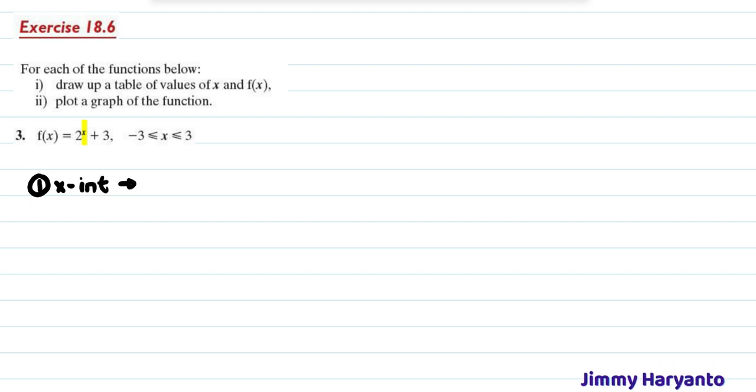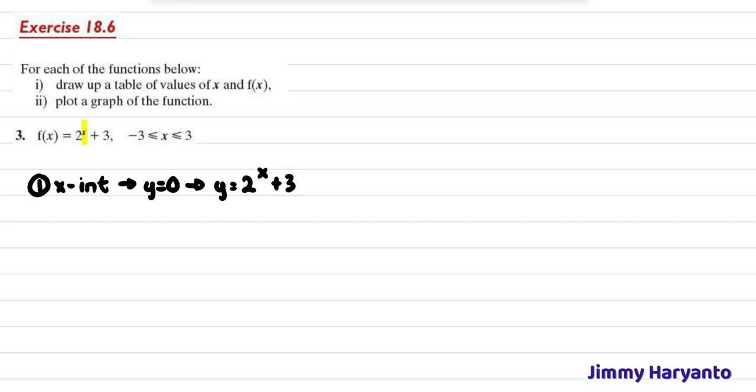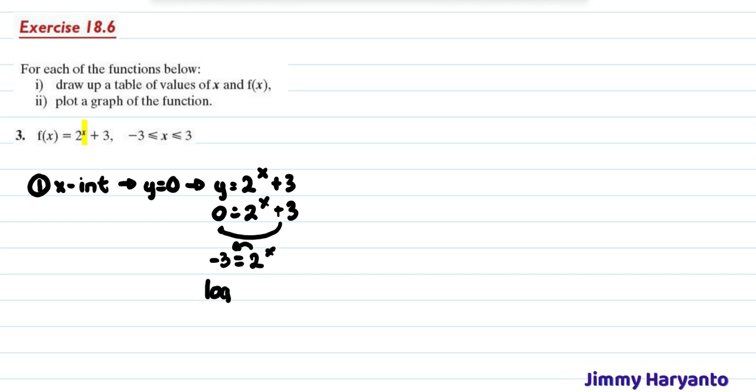X-intercept equals to y equals to 0, and then y equals to 2 to the power of x plus 3. But unfortunately you haven't learned this, yeah, I think because it's in indices chapters. Wait, oh, you already learned this in the 9th grade if I'm not mistaken. So let's calculate this. So 0 equals to 2 to the power of x plus 3, and then you move the 3, it will become negative 3 equals to 2 to the power of x, and then you move the 2, it will become logarithm 2, and negative 3 equals to x.